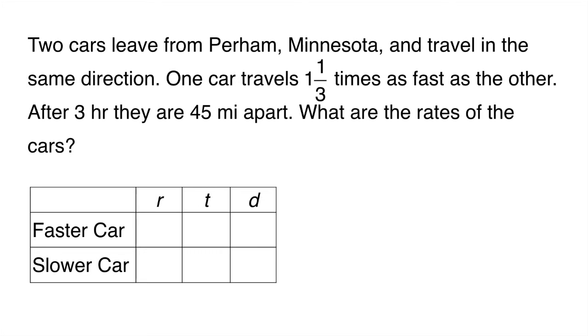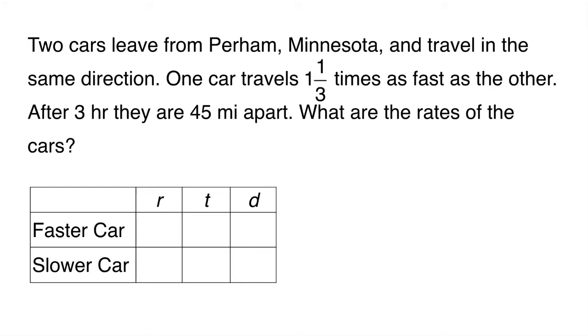Two cars leave from Para, Minnesota and travel in the same direction. One car travels 1 1/3 times as fast as the other. After 3 hours, they are 45 miles apart. What are the rates of the cars?